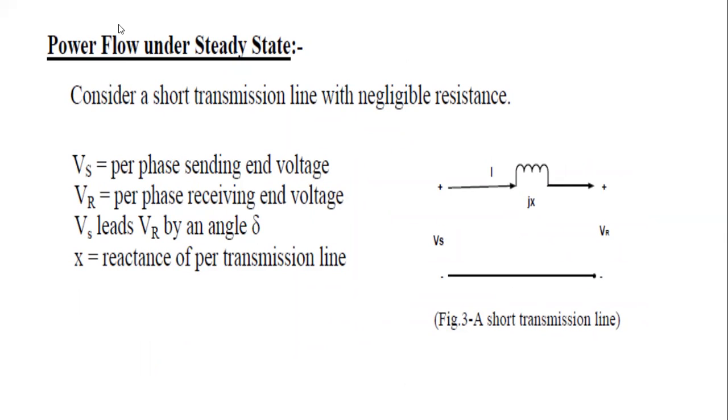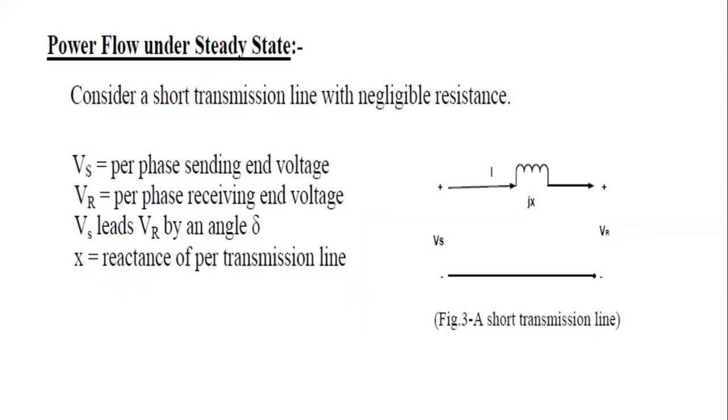Next, coming to the next derivation, that is the power flow under steady state conditions. This is the short transmission line. This is the sending end voltage Vs and this is the receiving end voltage Vr. In this case, we are considering the reactance X, the transmission line reactance. Consider a short transmission line with negligible resistance. In the case of a short transmission line, we consider only the resistance and the reactance values. The capacitance is negligible. Why?